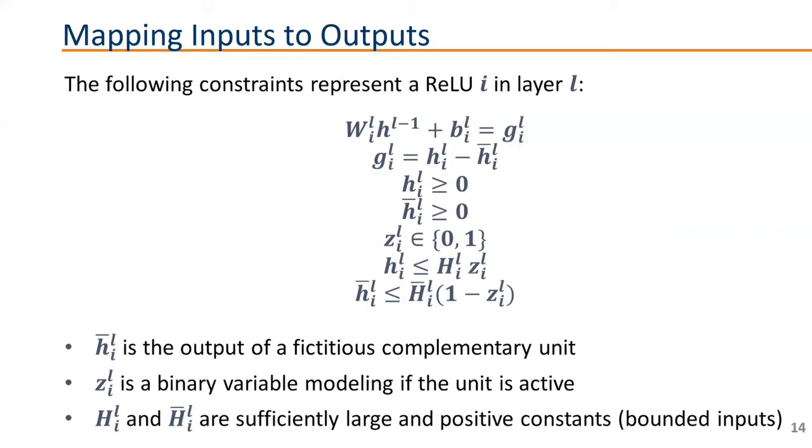So I'm not going to spend a lot of time on this slide. The only thing I want to say here is that we have this binary variable z, which denotes whether a particular neuron is active or not. And this is going to be key for what we're going to do next.